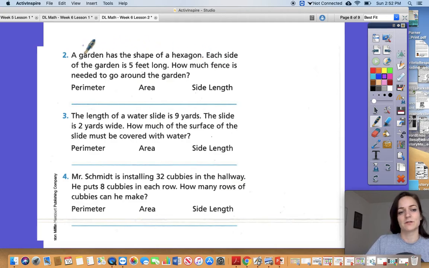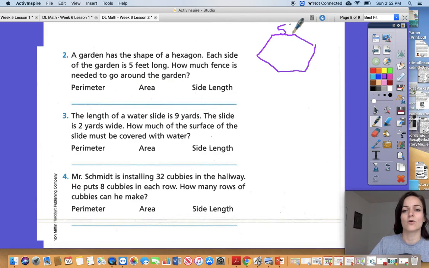So for this first one, a garden has the shape of a hexagon. Okay, if we remember, a hexagon is a 6-sided shape. So I'm going to go ahead and just draw one here. 1, 2, 3, 4, 5, 6, okay? A hexagon. Each side of the garden is 5 feet long. How much fence is needed to go around the garden?